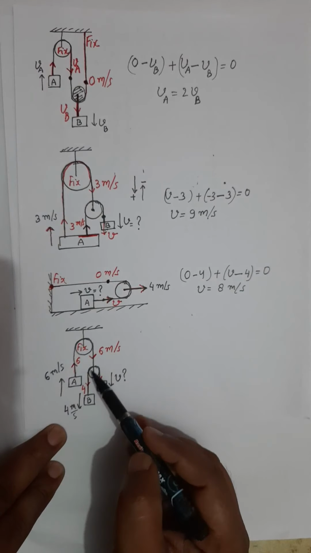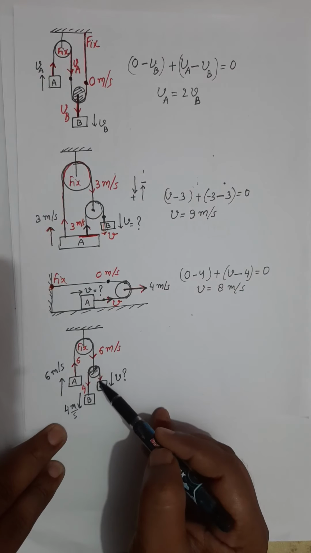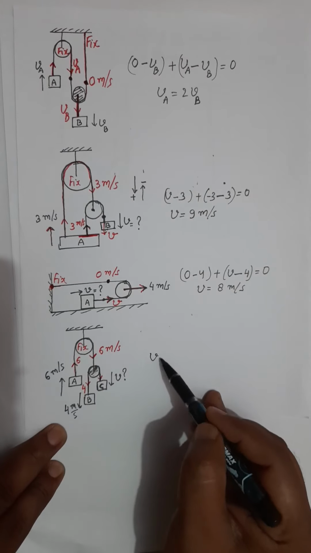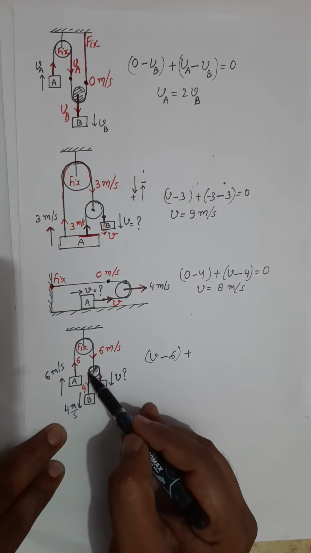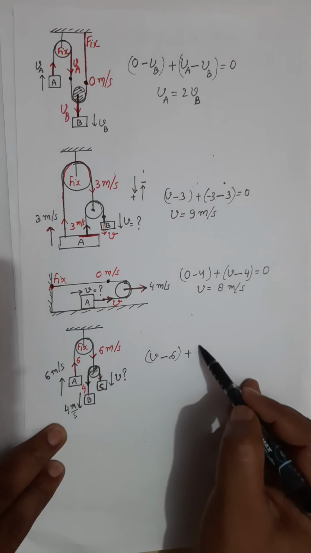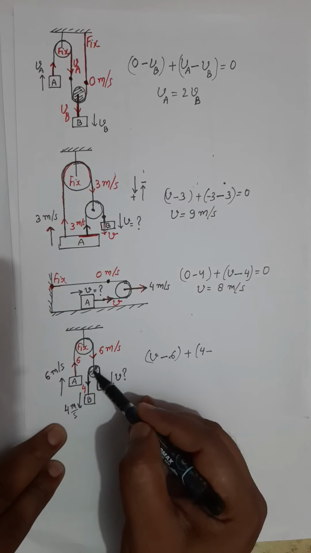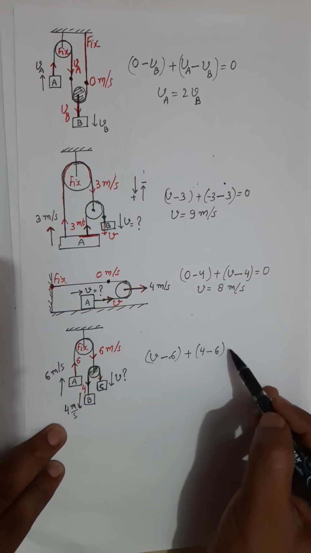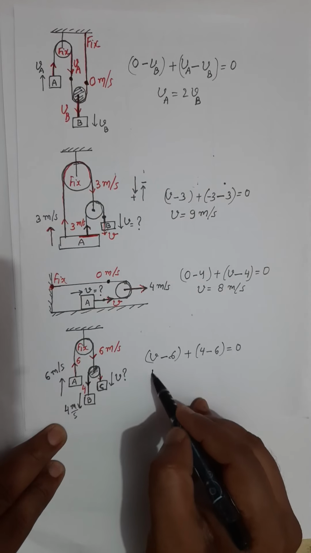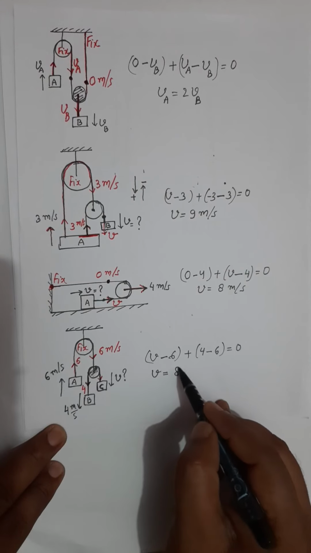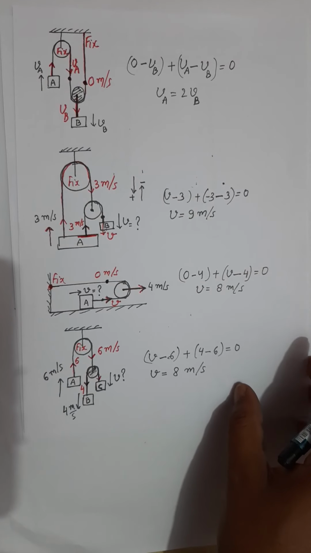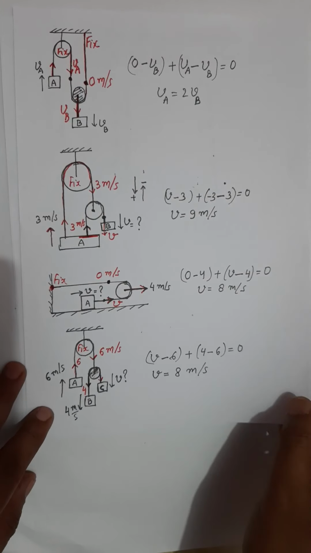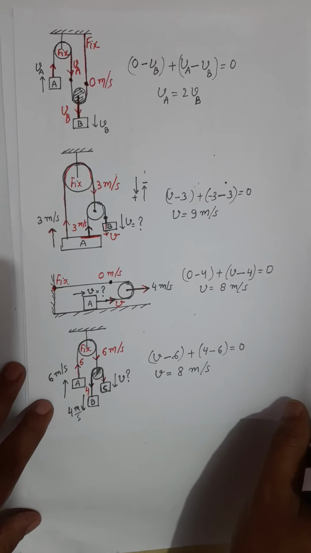Now use the same concept for this pulley again. On the right hand side, the velocity of the string relative to the pulley is V minus 6. On the left side of the pulley, the string is going downward with 4 meter per second, which relative to the pulley is 4 minus 6, and now put it equal to 0. You get V equals 8 meter per second. So this is how you can simply write the constraint equations within 20 or 30 seconds maximum.